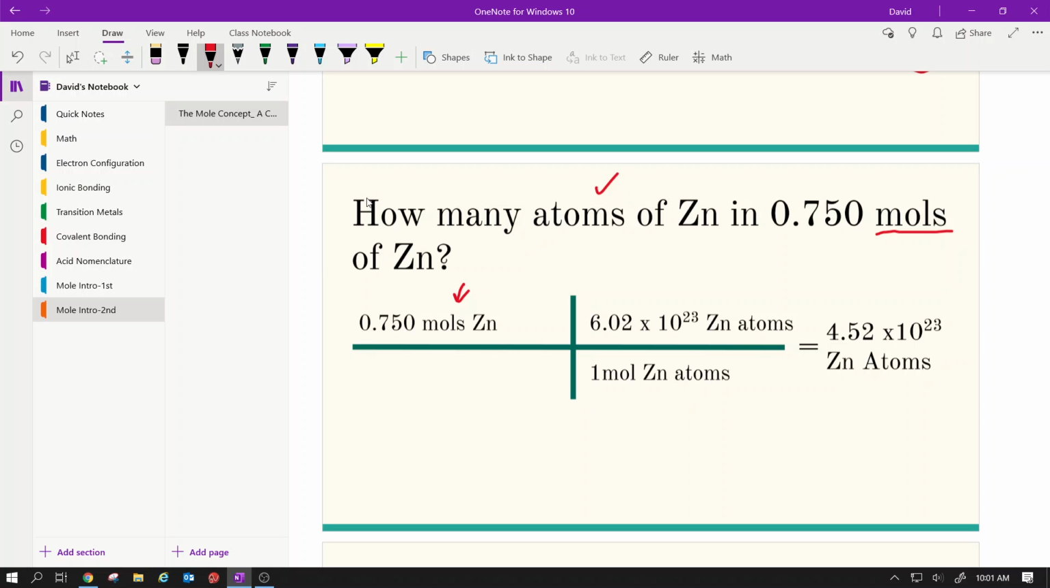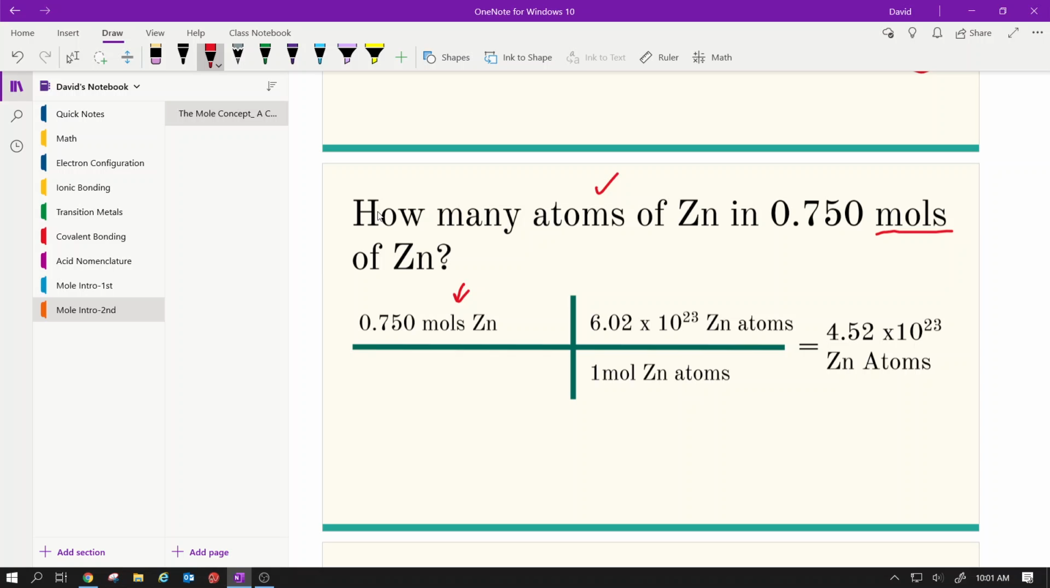Go ahead and write down this problem. How many atoms of zinc are in 0.750 moles of zinc? How many atoms of zinc are in 0.750 moles of zinc? So you're going to write down what you started with. We started with 0.750 moles of zinc.